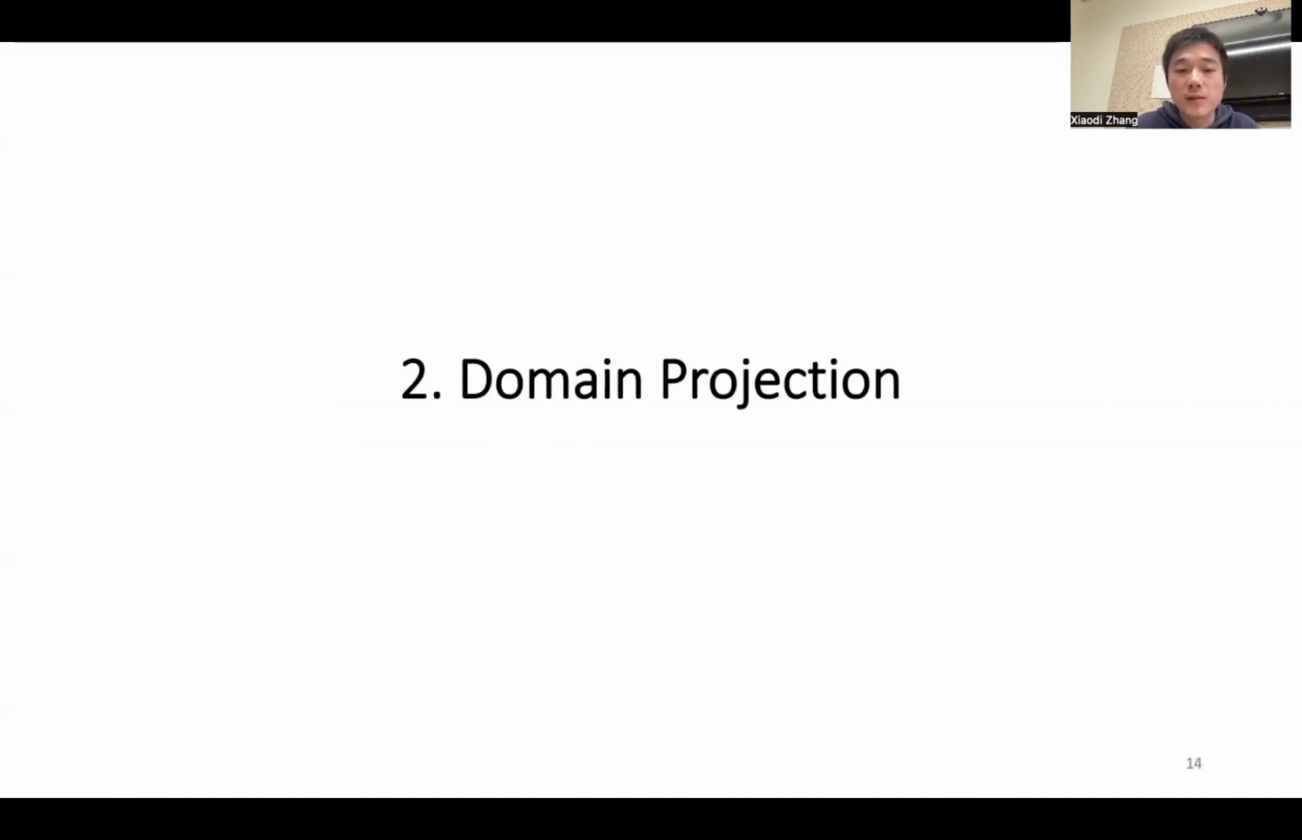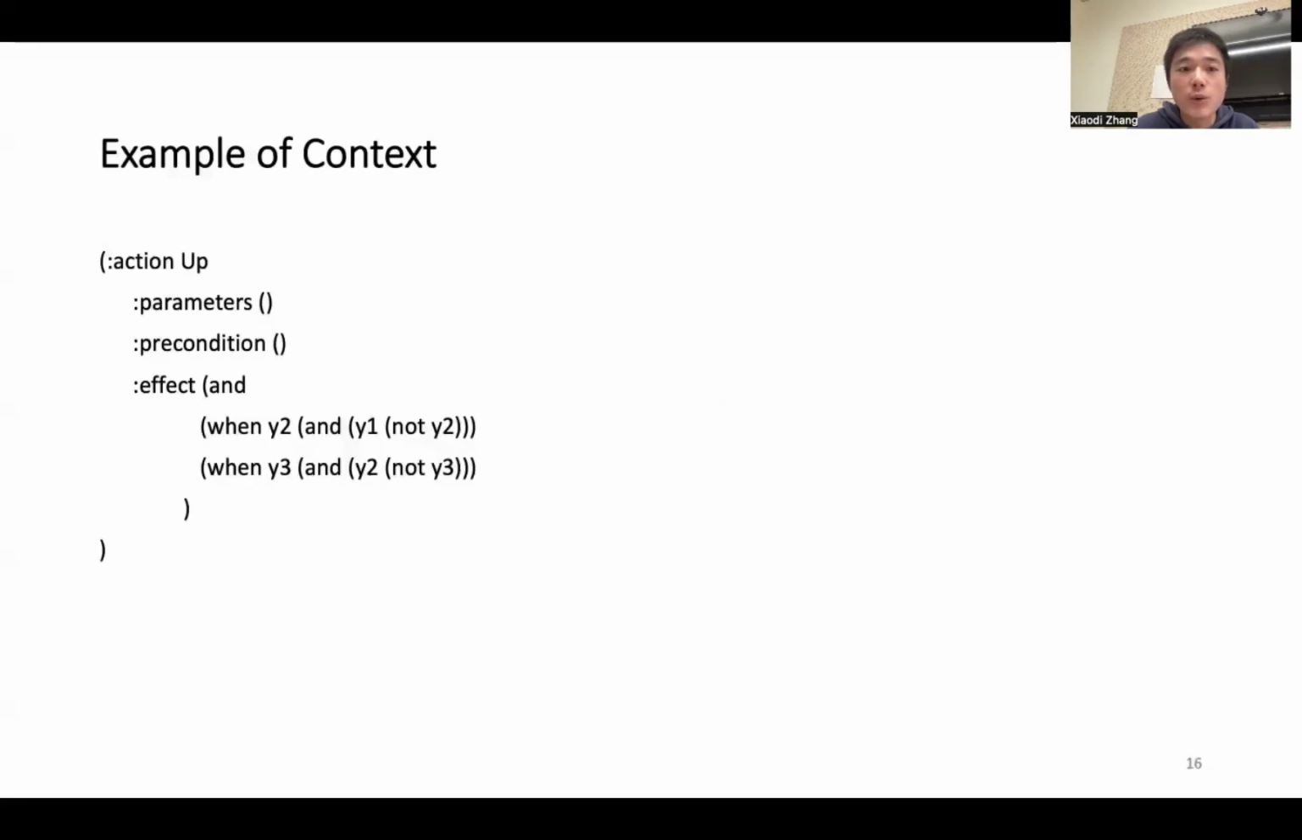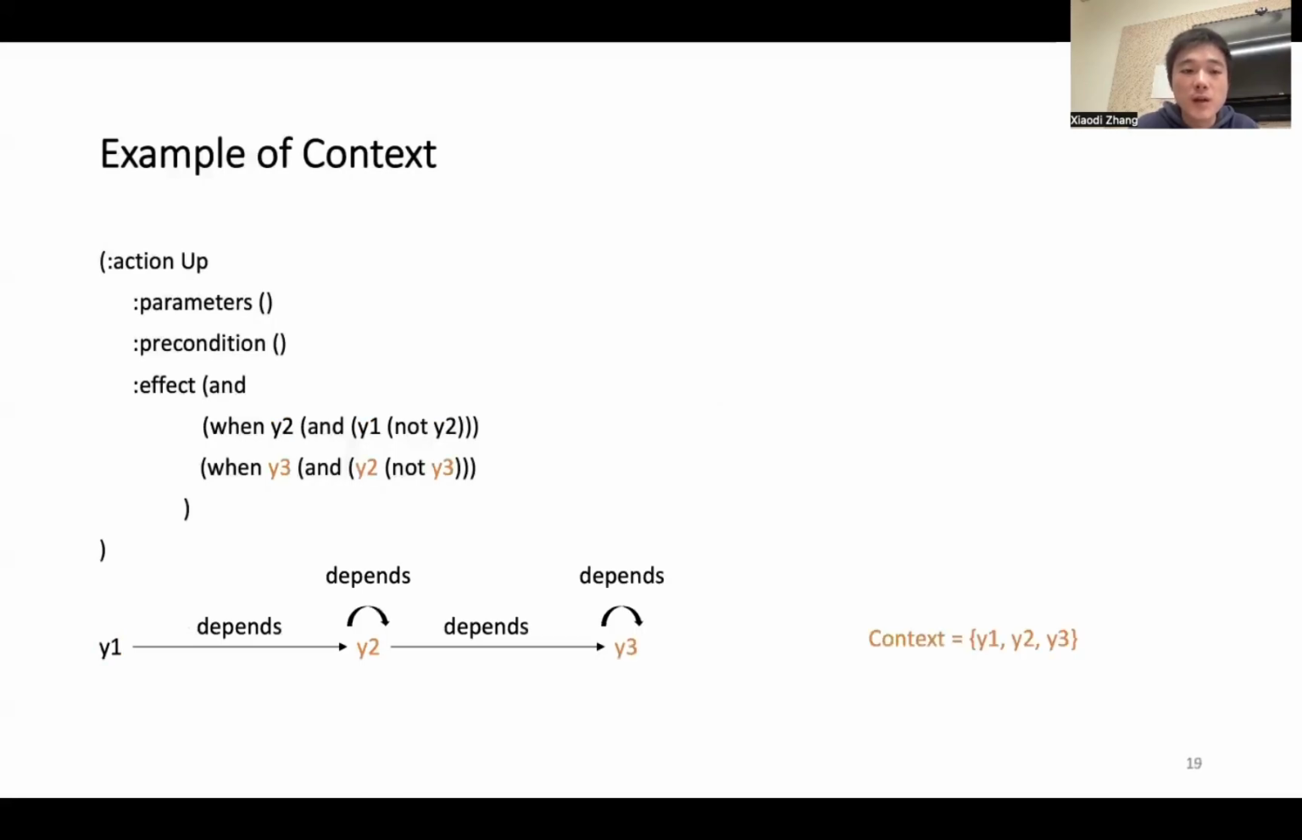To make the problem easier to solve, we are doing domain projection. The context of a subgoal is the set of facts in the subgoal alongside the facts that it depends on transitively. We are using the context to do the domain projection. Let's see how we compute the context. In the action up, there are 2 conditional effects, and we say that y1 depends on y2, y2 depends on y2, y2 depends on y3, and y3 depends on y3. After we draw the dependency graph, we put all the facts in the graph into a set, and we get the first context, which is about y. The same, if we look at action right, we can draw the graph about x, and we have the context about x.